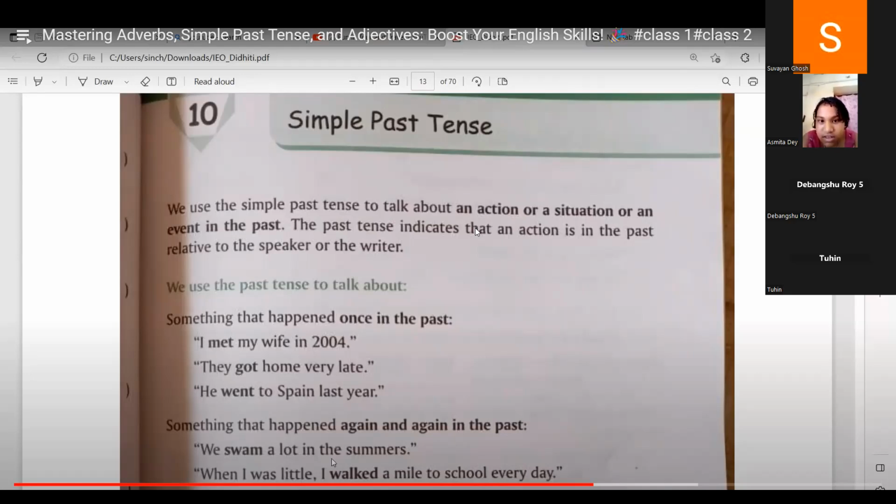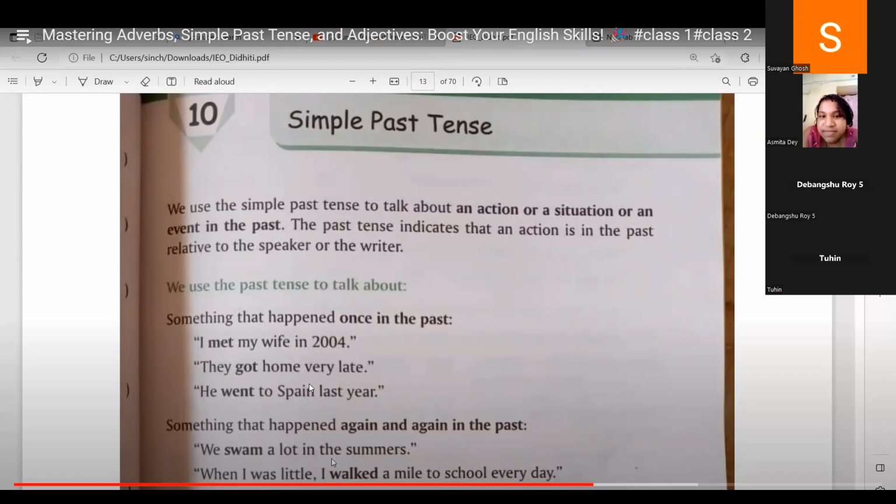Okay, now what is simple past tense? Simple past tense means the action or the situation or an event that has happened in the past. For example, I met Ashmita in 2021. So, this is the past tense. When did I meet Ashmita? I met Ashmita first time in 2021. Is it clear, Ashmita? Yes, ma'am.